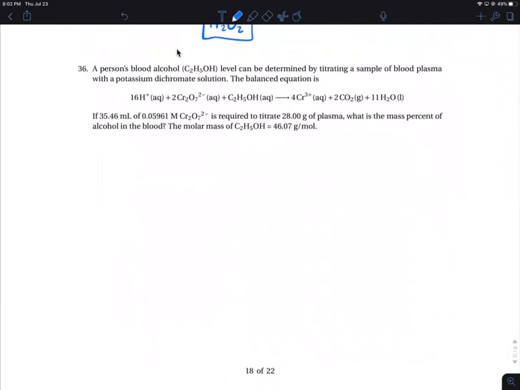For number 36, okay, so we have this many milliliters, which is the same as 0.03546 liters. Convert that into moles of dichromate, I think. Yeah. 0.5961 moles per liter.